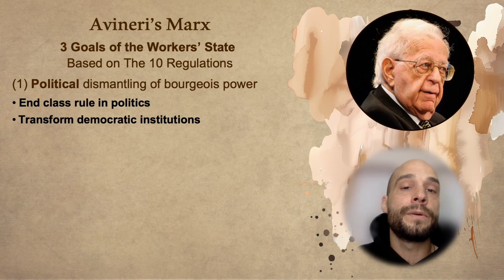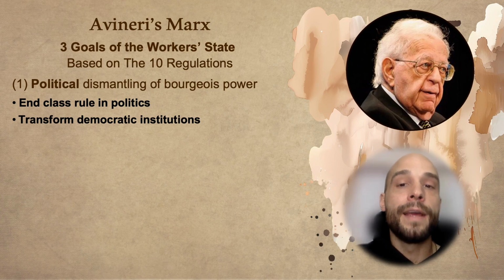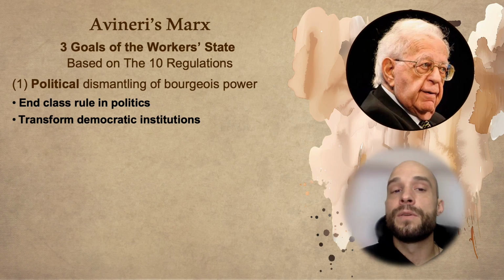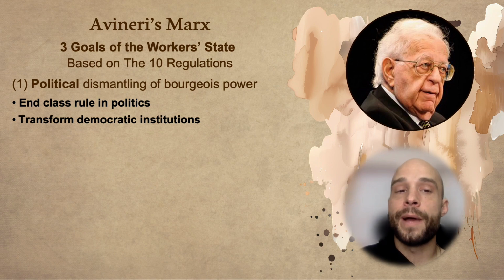First, the political dismantling of bourgeois class power. This doesn't mean abolishing democracy, it means transforming it. Capital's grip over the state must be broken, and democratic economic institutions must be reoriented toward collective control rather than private domination. This is what universal suffrage in politics is all about.